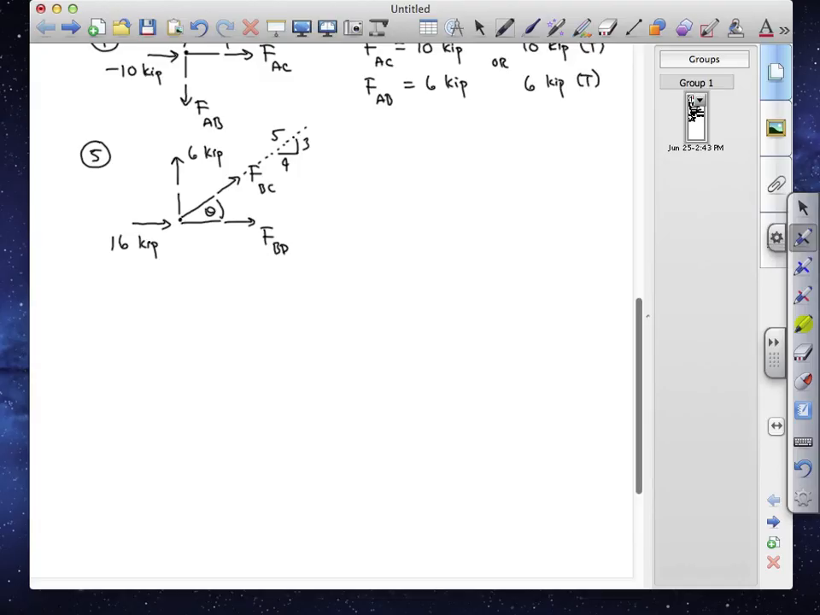Okay, again, using our conventional xy coordinate system, I can write sum of the forces in y equals 0, and I have 6 kip plus FBC sine theta, and sine theta is 3/5, so plus 3/5 FBC is 0. And that just gives us FBC is minus 10 kip, or again, I could write this as 10 kip in compression.